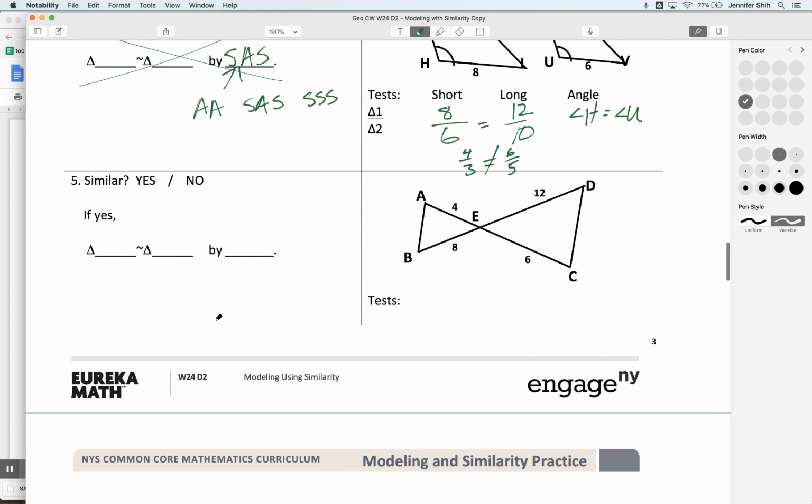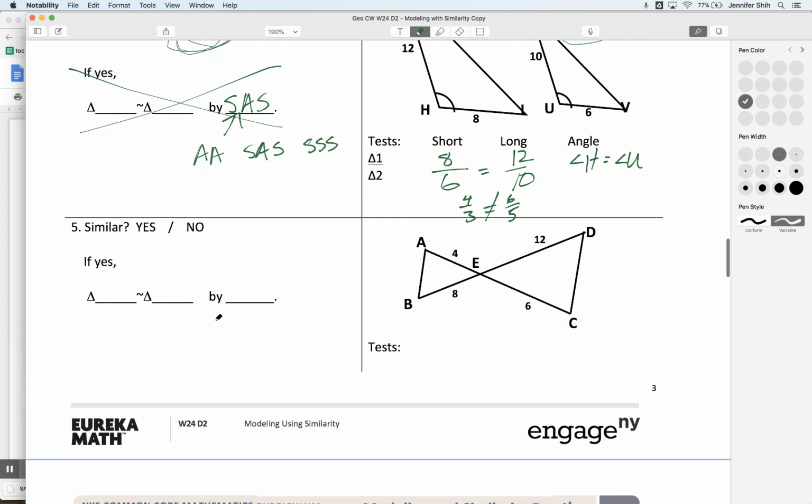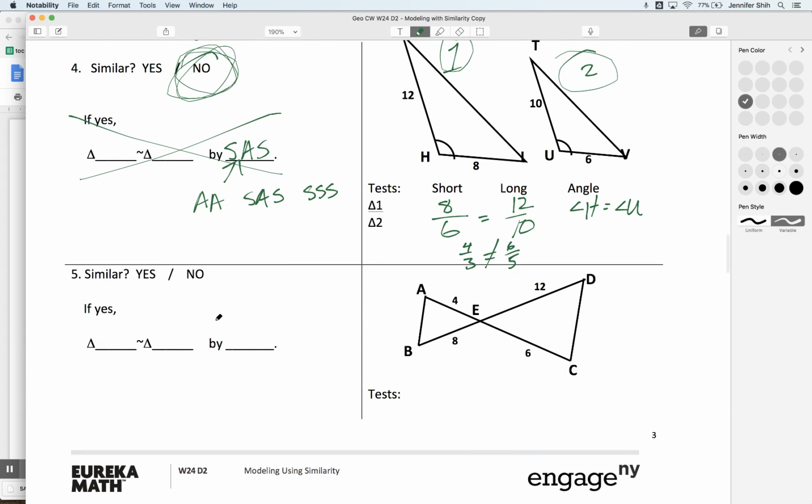I already spoiled it because I said one of them is going to be similar and one of them is not going to be similar. So this one's yes. If yes, blah, blah, blah. This is tricky though, telling you which one it is. So we're going to test this. My very favorite angle relationship is vertical angles. So angle AEB is equal to angle CED because vertical angles are always equal. Now that's common knowledge to you.